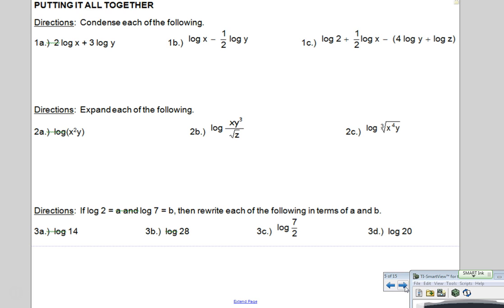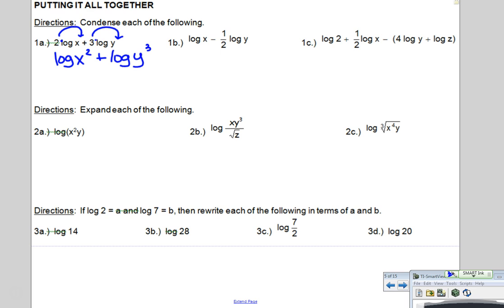Okay, so problem number 1A, 1B, and 1C, we want to condense it. That means to put it all together as little as possible. I would recommend that you always look at the times first, and if you have a power rule that you're going to use, the third rule, I would do that first. So when you're condensing, I have a 2 out front being multiplied, and I also have a 3 out front being multiplied. So first, I'm going to put that power back using the third rule, putting it back up here. So then we have log x squared plus log y cubed.